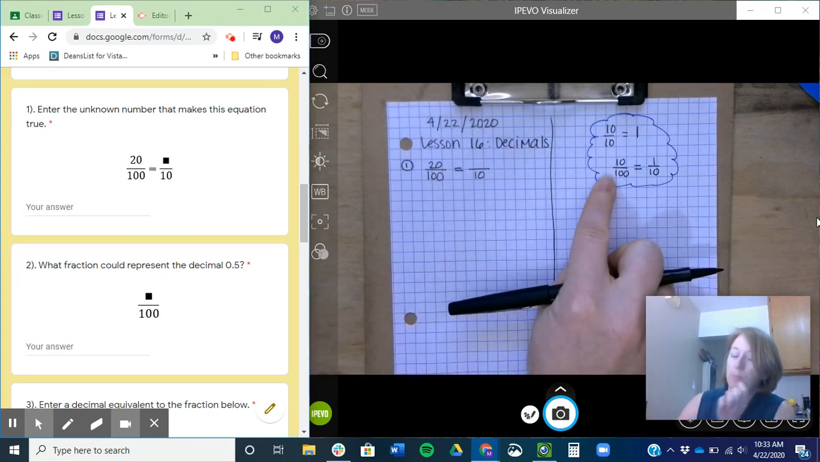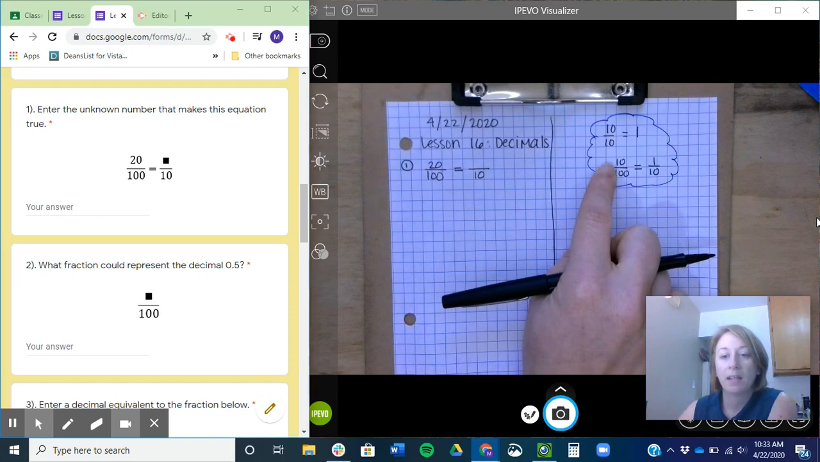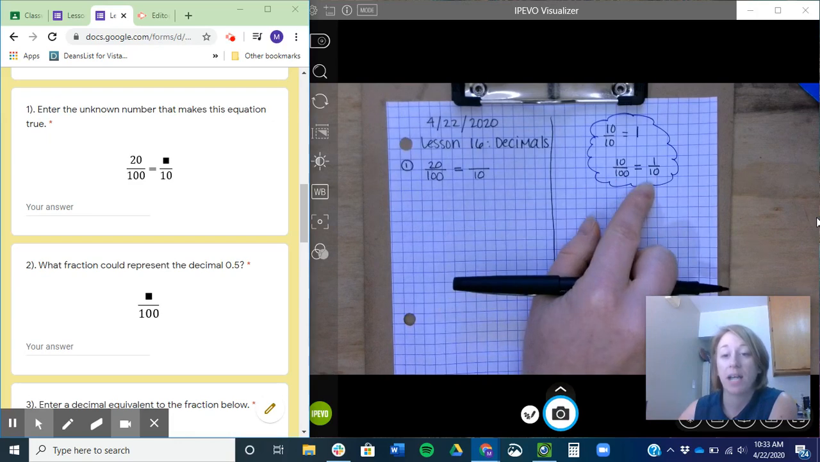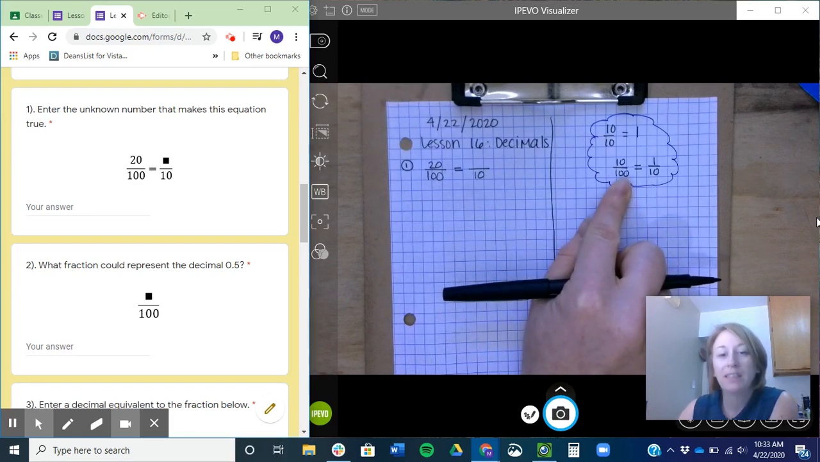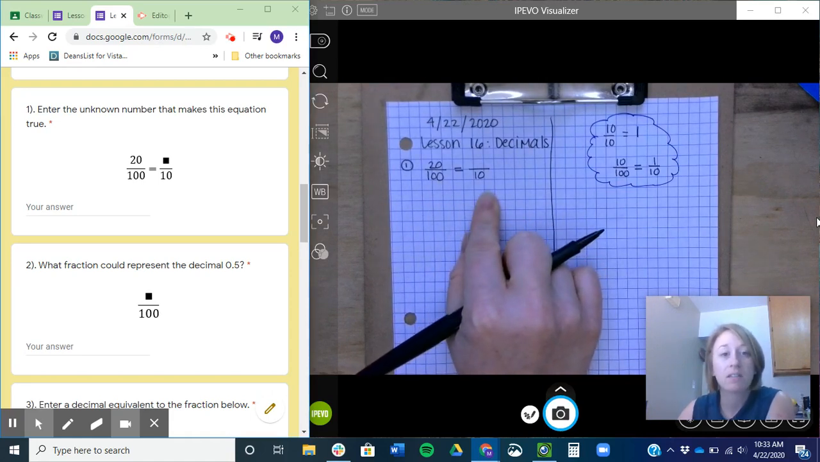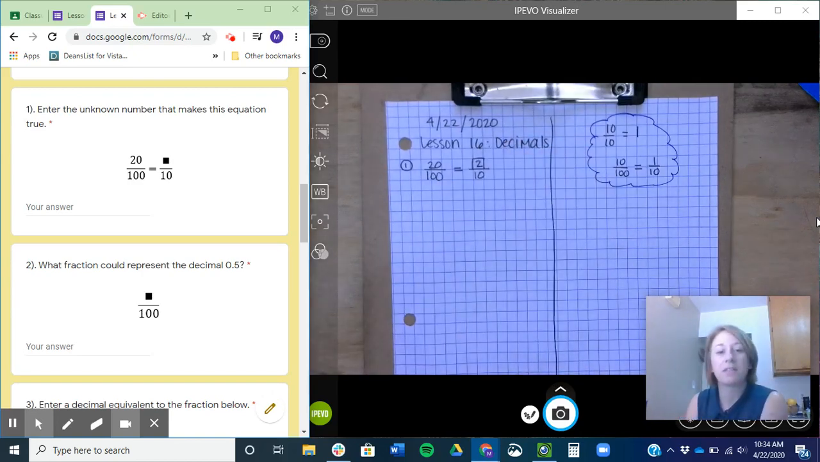So let's look at this example that we discovered together with the 10 sticks and the hundreds blocks. When we had 10 100ths, they were the exact same size as 1/10. So what if we doubled that and we had 20 100ths? How many tenths do you think that would be equal to? You're right, it would be equal to 2/10. Easy peasy, right?